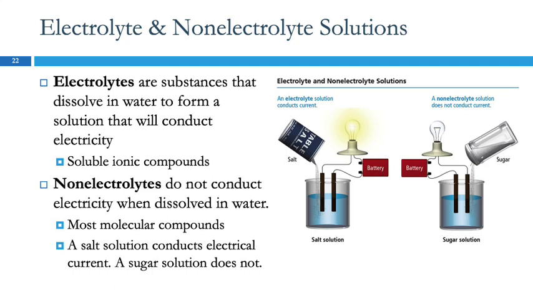So we said we were going to talk about different kinds of solutions. Here are two kinds of solutions: electrolyte solutions and non-electrolyte solutions. So electrolytes are substances that will dissolve in water to form a solution that conducts electricity. And so this category includes all soluble ionic compounds, because when ionic compounds dissolve in water, they separate into ions.